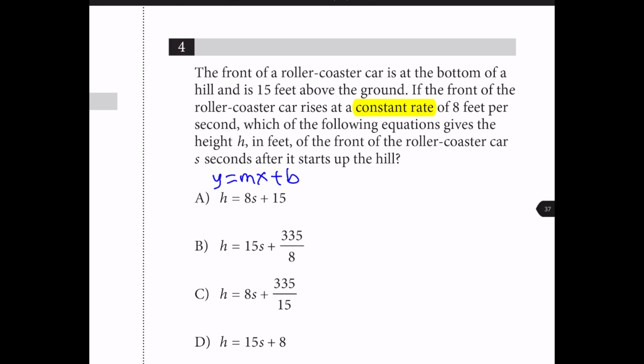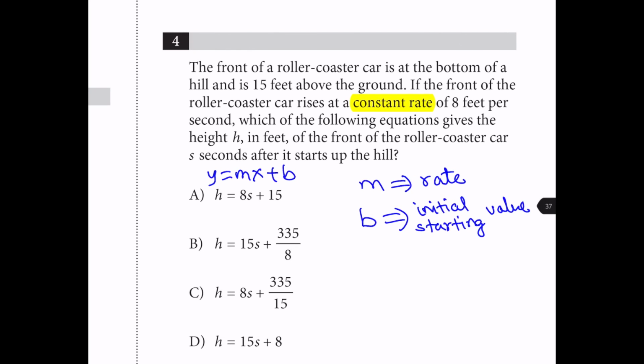The other thing you need to remember about linear equations is m, which is the slope, always means rate, and b, which is the y-intercept, means initial or starting value. Look at the information given about this roller coaster to find m and b. The roller coaster is 15 feet above the ground. That means b is 15. And the constant rate is 8 feet per second. That means m is 8.